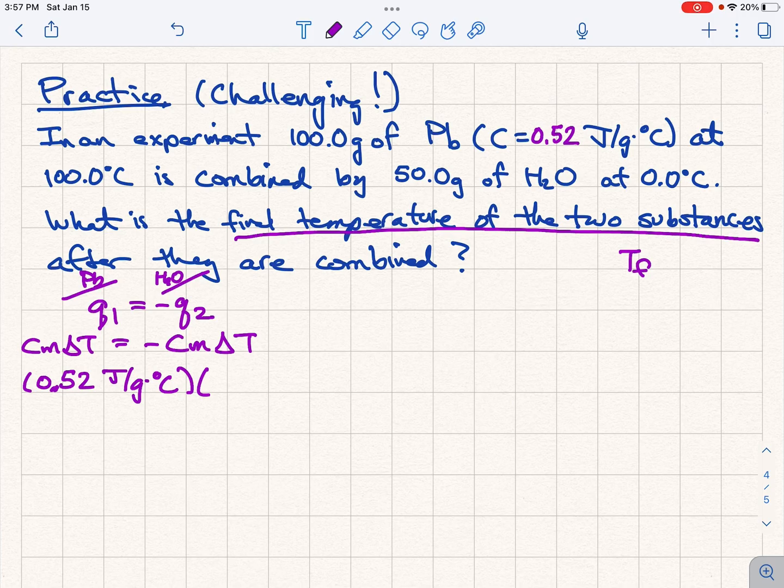Okay, and we've got 100 grams of that lead. And the final temperature we don't know, so we're going to call that T final, minus the initial temperature for the lead. What was the lead? The lead was at 100.